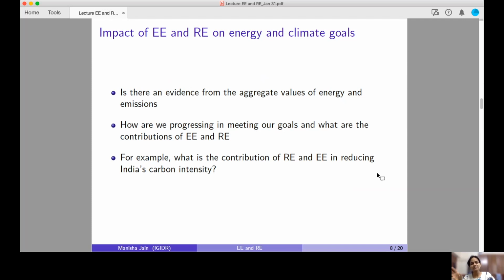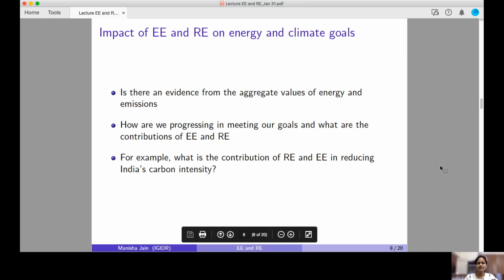But can we use the aggregate values of energy and emissions to say how we are progressing in our climate goal? And that's what the rest of this lecture will focus on. As I said, we don't have any substantive energy goal, but we do have a quantitative climate goal. So we look at how energy efficiency and renewable energy, using aggregate values of energy and emissions, are helping us in meeting our climate goal. Okay, so we talk about their contribution in reducing India's carbon intensity.